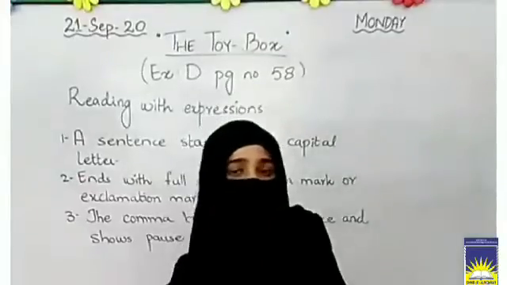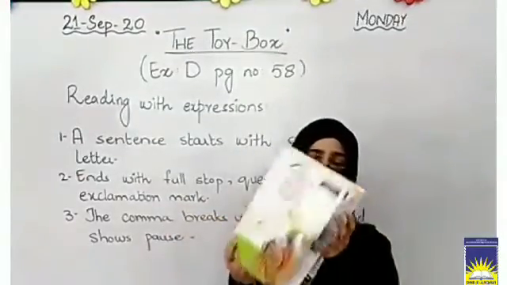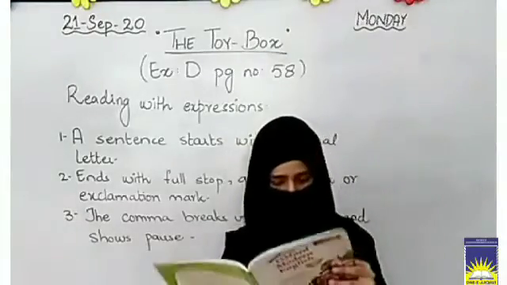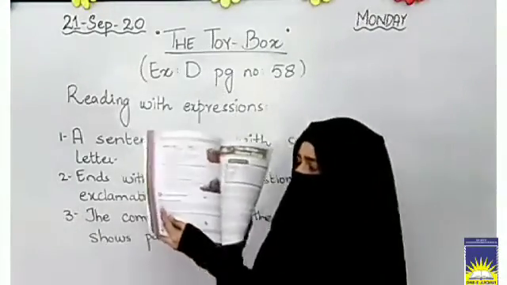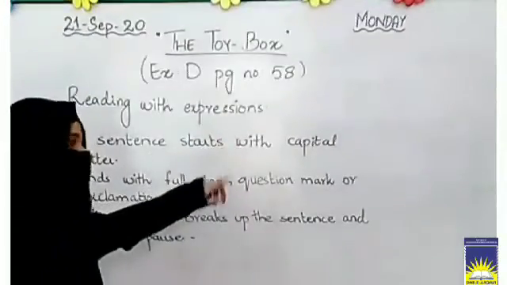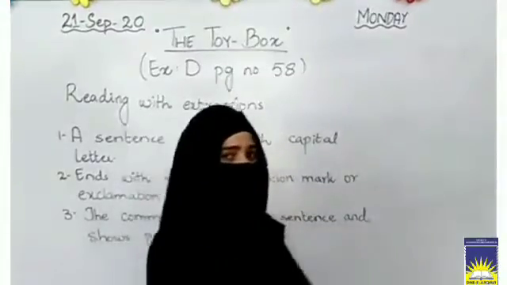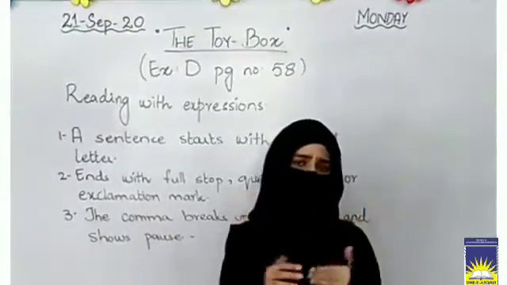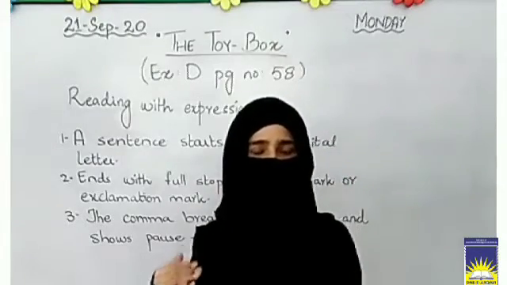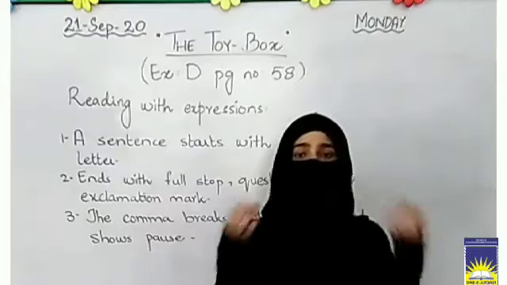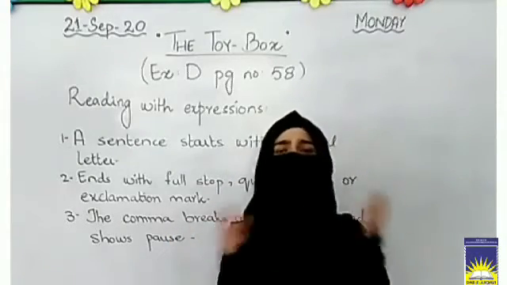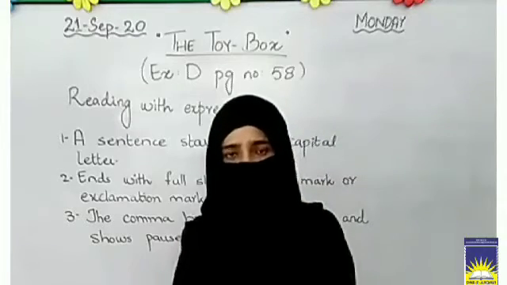So students, we are going to do an exercise from our textbook. Here it is, the exercise given on page number 58, exercise number D, which is related to reading with expressions. Now what does it mean? Let's understand it first. When we talk physically, we have so many expressions on our faces. We show anger, we show love, and we show that we are talking very gently, and this is how we show our action on our face.